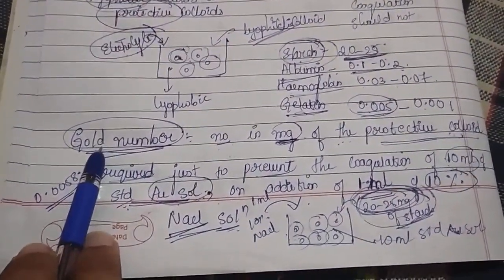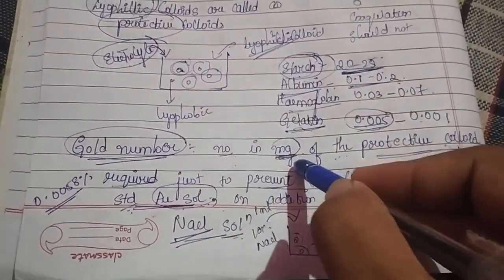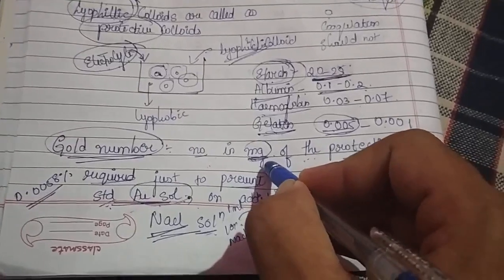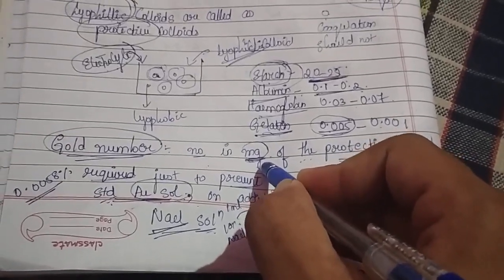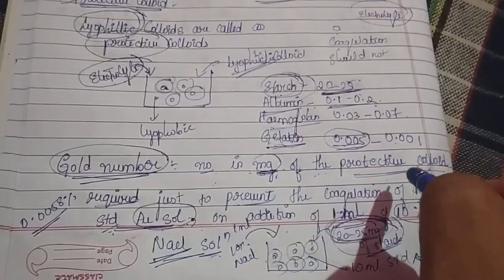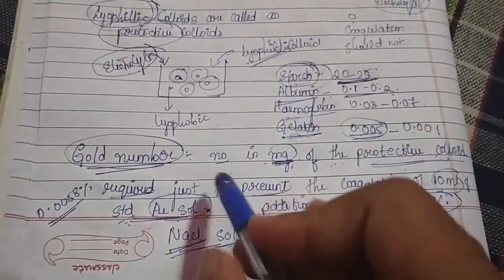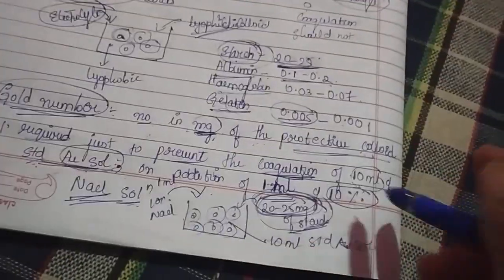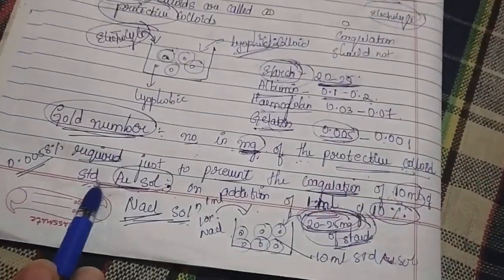What do you mean by gold number? It is the number in milligrams. Gold number of a protective colloid will be defined as how? The number of milligrams of the protective colloid required just to prevent the coagulation of how much? 10 ml of your standard gold sol.